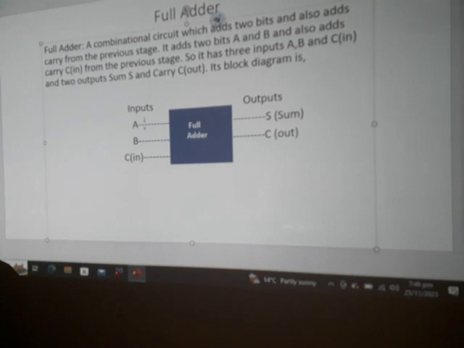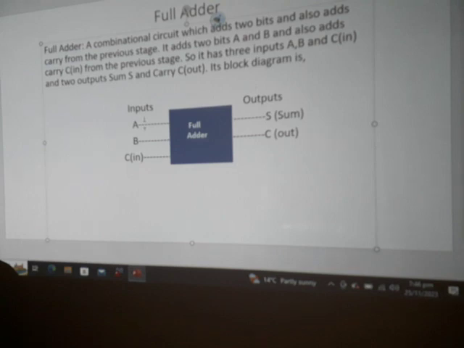Our topic is full adder. A full adder is a combinational circuit which adds 2 bits and also adds carry from the previous stage. Now the 2 bits of the full adder are A and B, and the carry from the previous stage is C in, carry in, and 2 outputs sum S and carry C out. Its block diagram is shown in the figure.